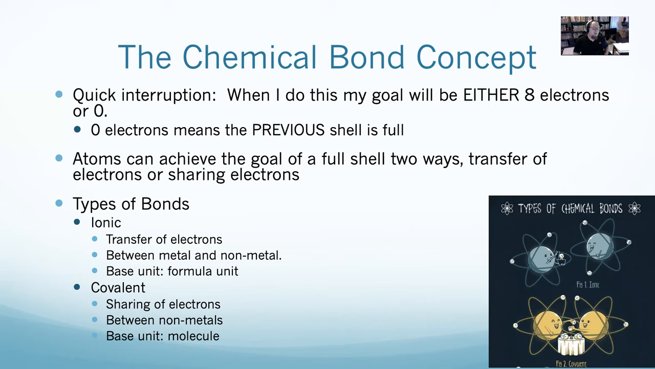When a non-metal bonds with a non-metal, you have what is called a covalent bond, where you have a sharing of electrons, so that the electrons spend time with both of them. The base unit for a covalent bond is a molecule. They share electrons so that everyone has 8 electrons, except for hydrogen, which only gets 2. Now, I'm going to go in depth on both these types of bonds, but mostly today is just going to be ionic. I'll really get into covalent next class. Any questions so far?